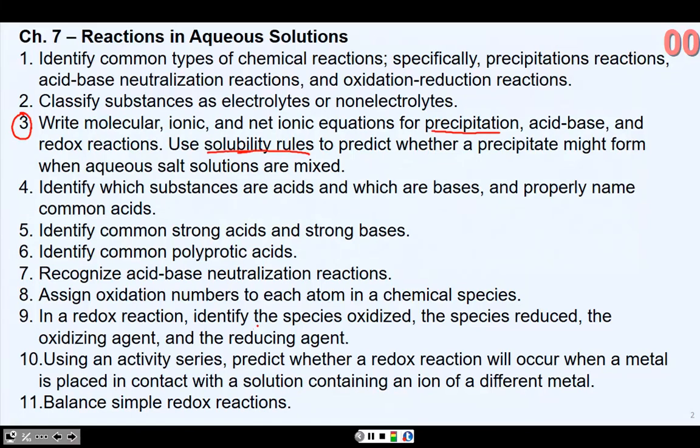The next part of our discussion for the chapter on reactions in aqueous solutions, we will need to talk about several topics off this list, all in the same section of the chapter. We'll talk about which substances are acids or bases commonly, and give names to the common ones. Identify the ones that are known as strong acids and strong bases. Be sure we recognize them. We'll talk about polyprotic acids, and we will recognize acid-base neutralization reactions. Wow, that seems like a lot of topics for one section, but that's the way it works.